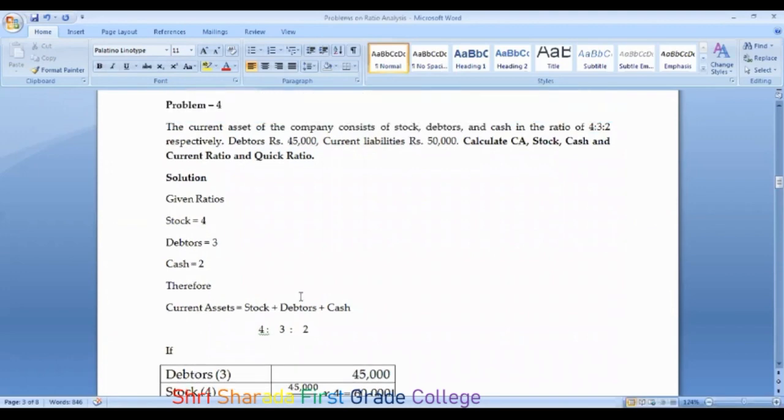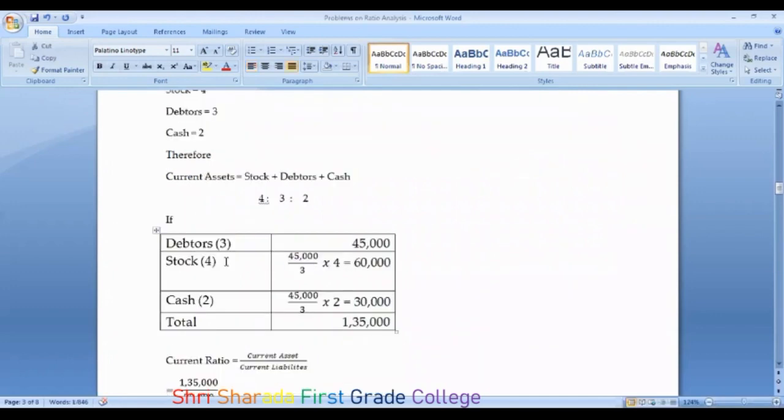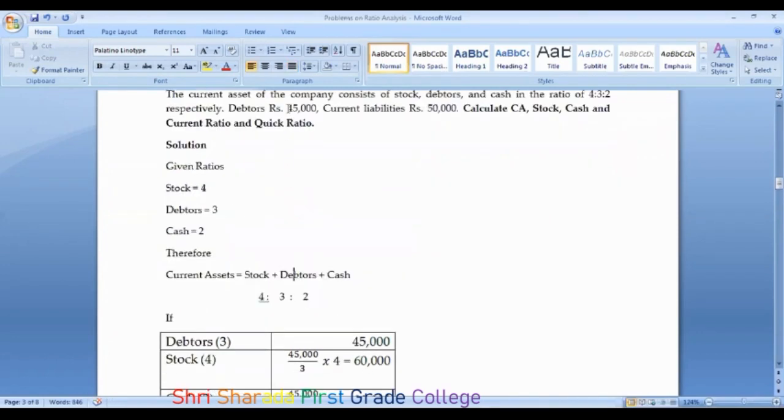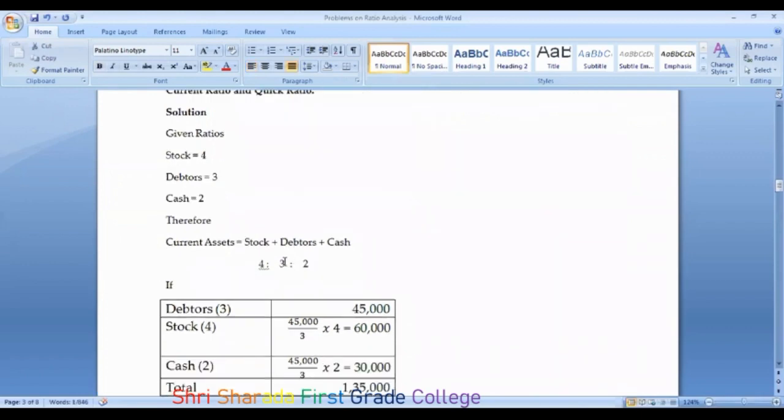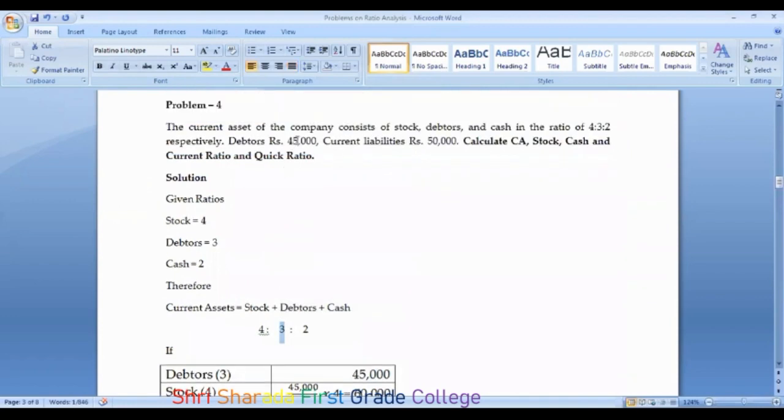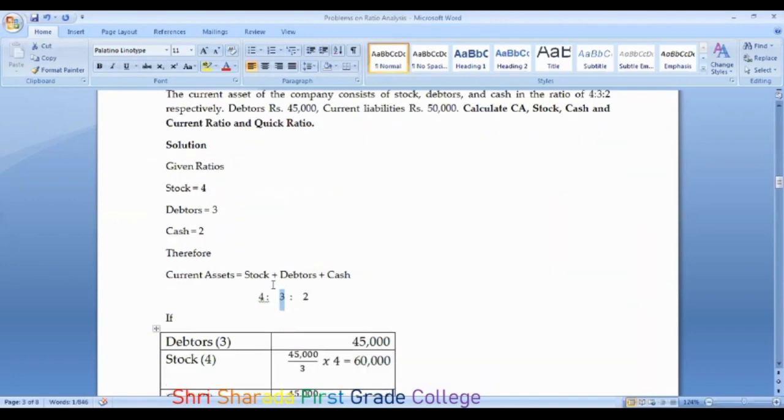Clear? There is debtors information given. So see, out of debtors, they have given 45,000. So what is the value of debtors? The ratio is 3. So out of the information, 45,000 and 3, the given information, you can find out the stock and the cash.